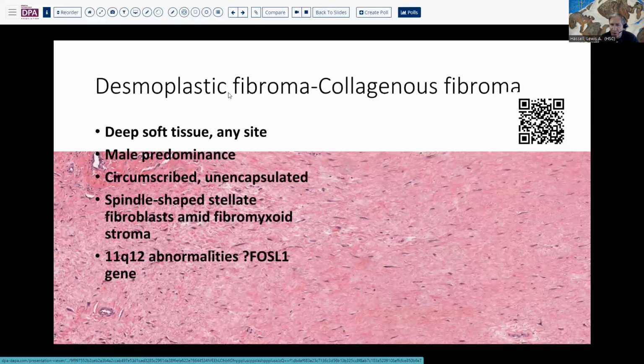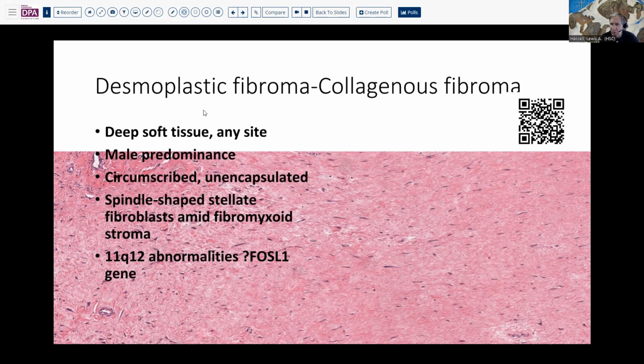So let's go on to another fairly bland appearing lesion, which is the desmoplastic fibroma or so-called collagenous fibroma. This tends to be in the deep soft tissue, can involve any of a multitude of sites, tends to be more frequent in males, and is usually fairly circumscribed but not encapsulated. This has a very bland spindle-shaped or stellate fibroblastic appearance with a loose fibrillar background and a sort of fibromyxoid type of stroma.